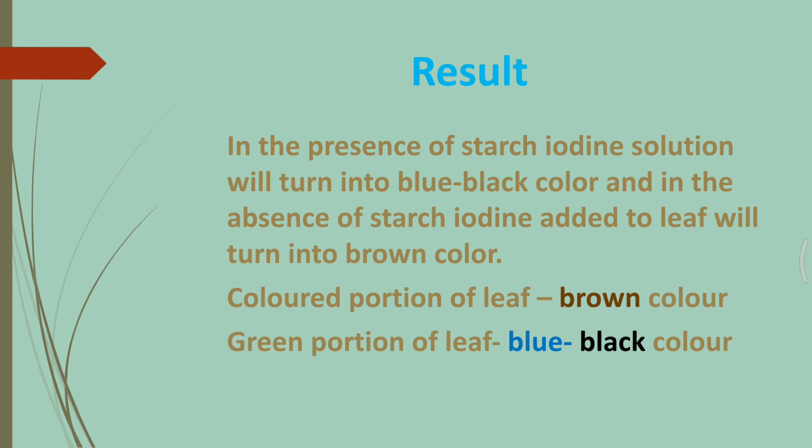So with the same experiment, what we can conclude is that, with the presence of starch in the green portions, it makes it very evident that starch is formed, or food is formed, only at the places of a leaf where there is the presence of green color or chlorophyll.